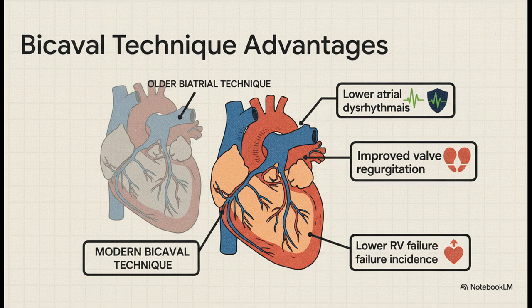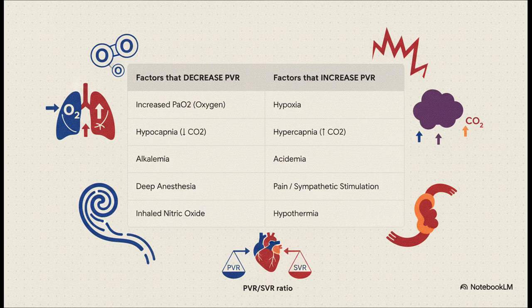Now, let's talk about our adult congenital heart disease patients. For them, this balance is absolutely everything, especially if they have an intracardiac shunt. Every single thing we do directly impacts the ratio of their pulmonary to systemic vascular resistance, that PVR to SVR ratio.